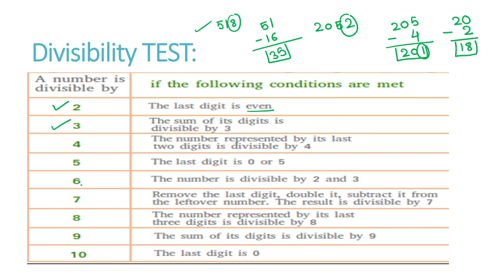And for the 3, it was the sum of the digits should be divisible by 3. For 9, it is the sum of the digits must be divisible by 9. Right? So that's all about the tests, and 10 is very simple. The last digit must be 0. Right? Please read all the tests very quickly. We'll have a small example based on this.